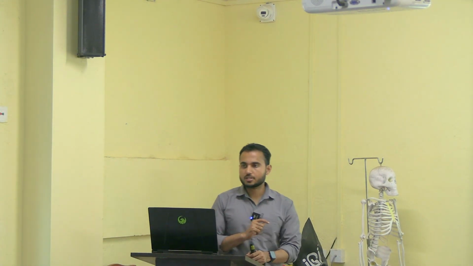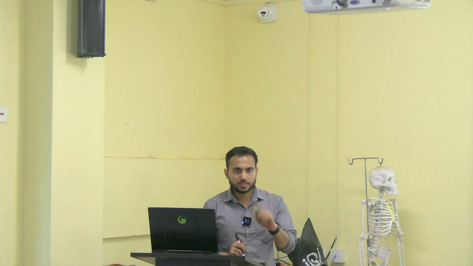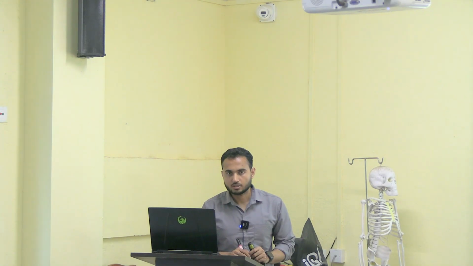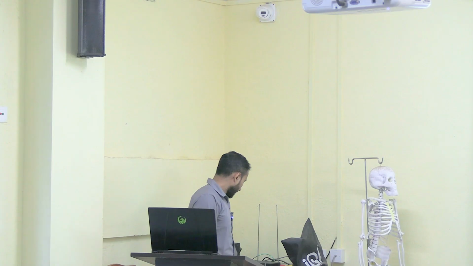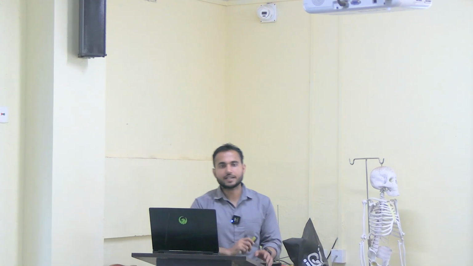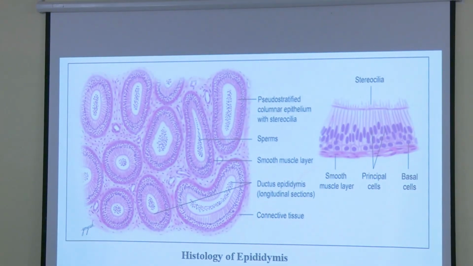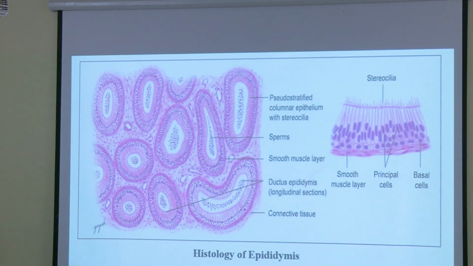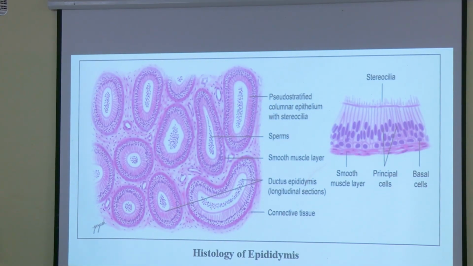Now the most difficult part in the male reproductive system which I have seen is the identification of epididymis and identification of testis. Before going to the explanation of the testis, let me show you the slide. You have seen the slide of the testis. Look, this is the slide of epididymis. Appearance is almost the same.